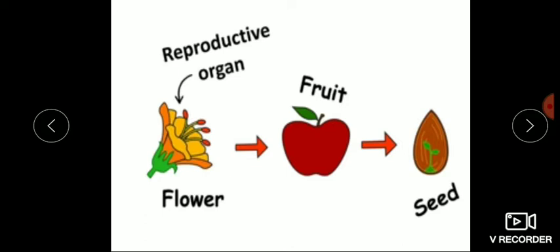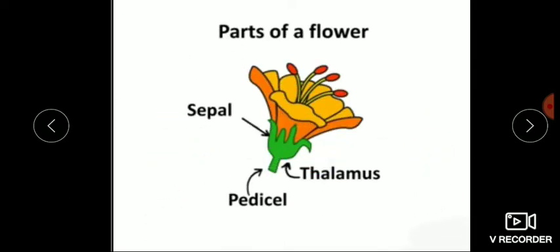But we know a new plant is born from the seed of the fruit. Okay. But how is a flower a reproductive organ? To understand this we need to know more about the flower. So let's discuss the parts of a flower. A flower consists of several parts in the whole structure.